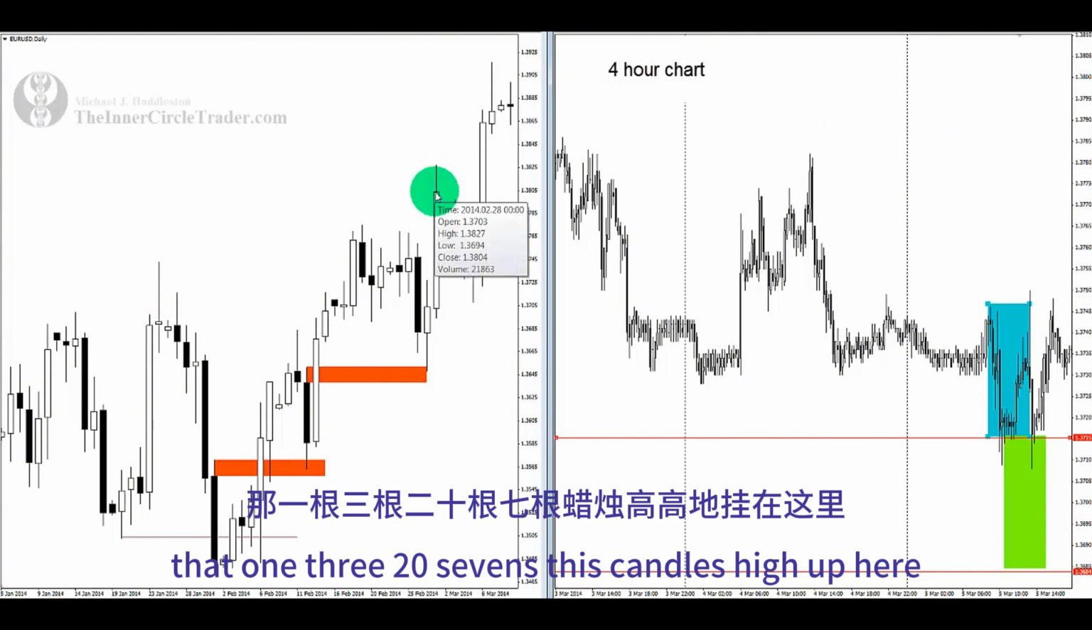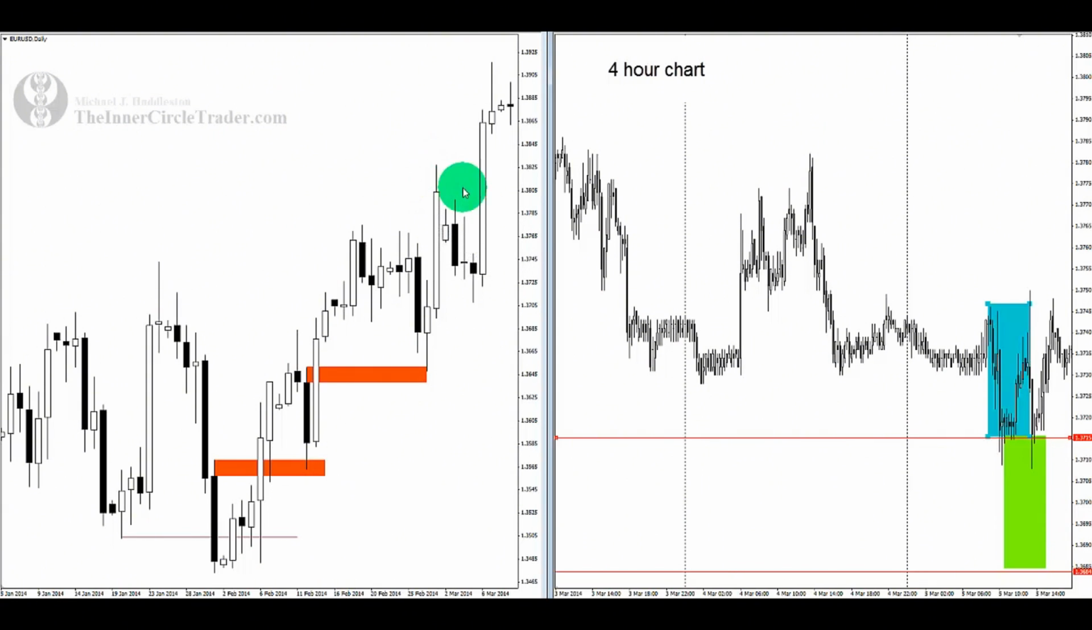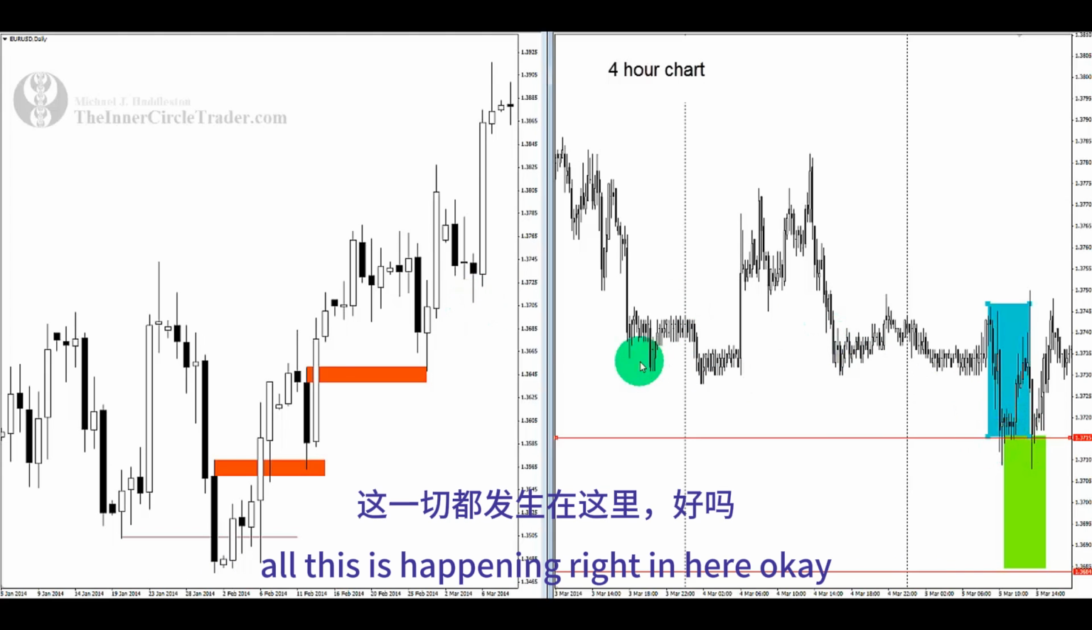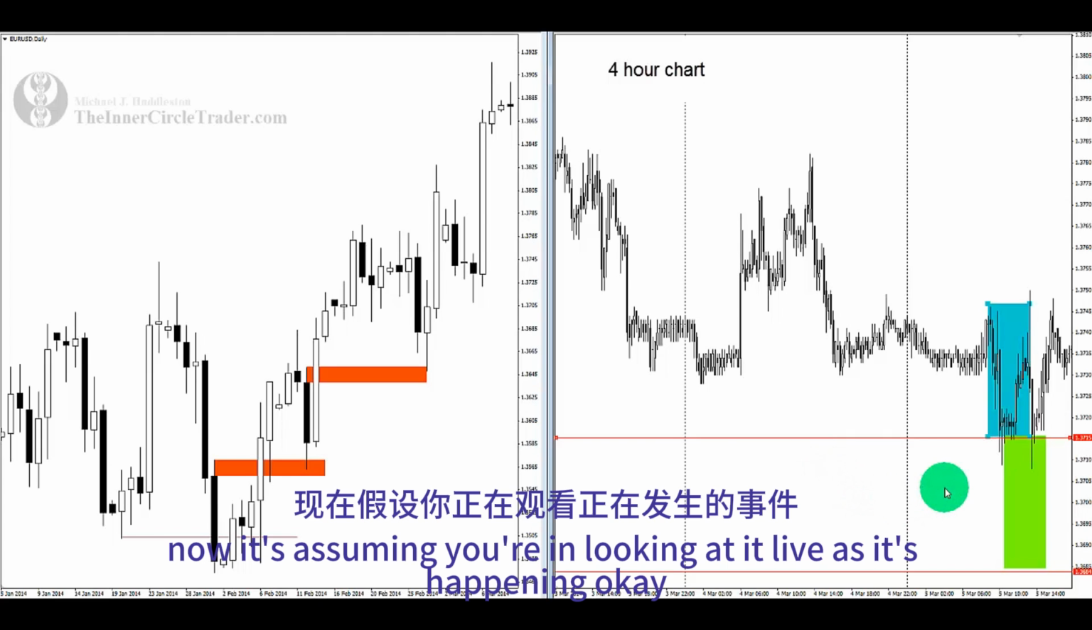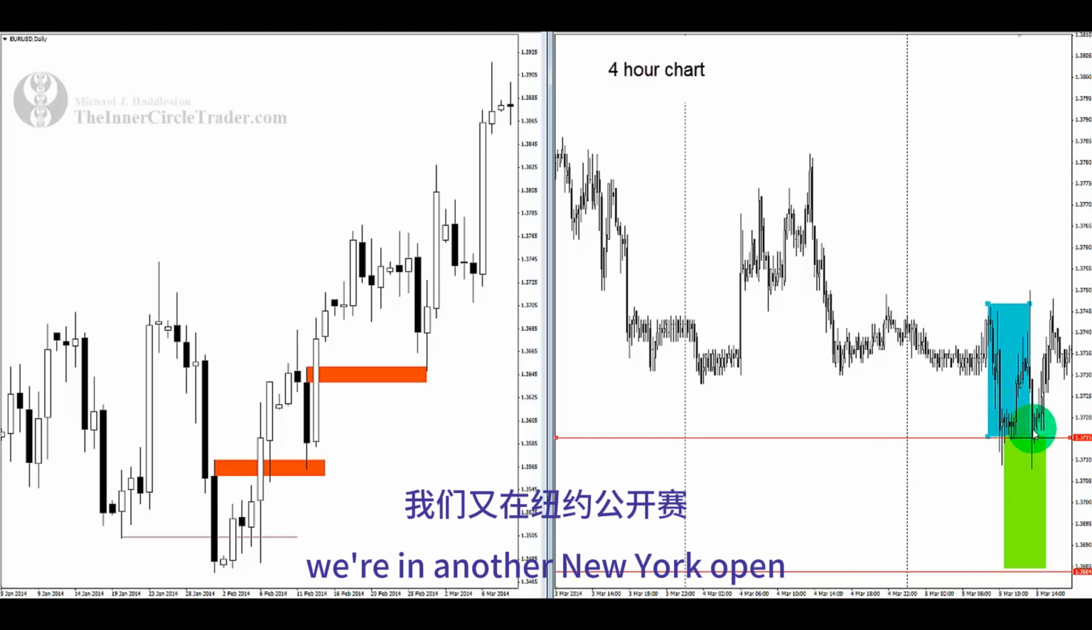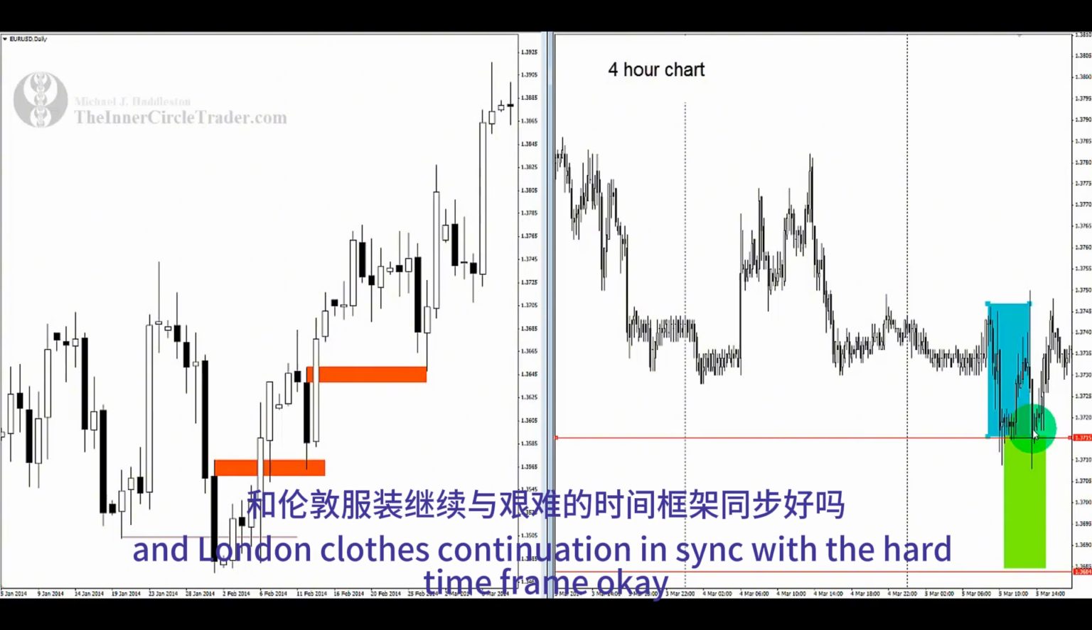Again, that 138.27 is this candle's high up here. And this is the long entry you're looking at down here. All of this is happening right in here. Now, it's assuming you're looking at it live as it's happening. So again, we're in another New York open and London close continuation in sync with the higher time frame.